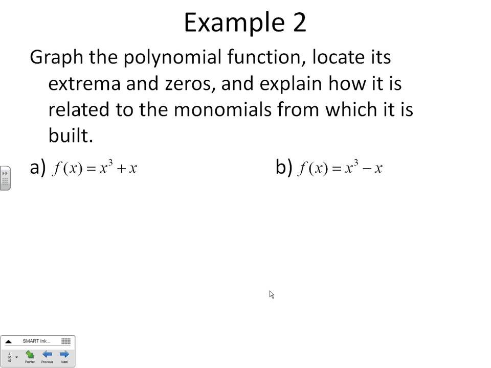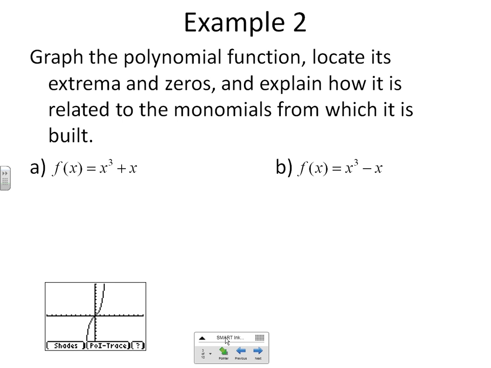This is example 2 in the book. Graph the polynomial function, locate its extrema and zeros, and explain how it is related to the monomials from which it is built. So starting with A, if you put this in and graph it, you get something that looks like this, which looks pretty much like a normal cubic function.